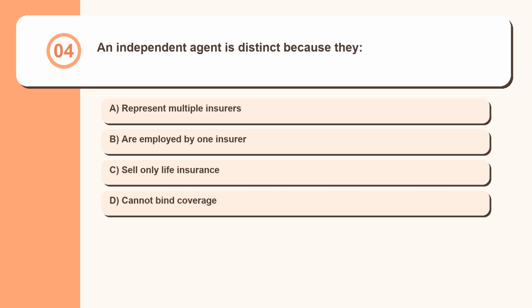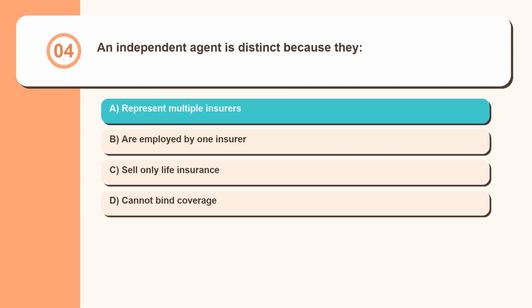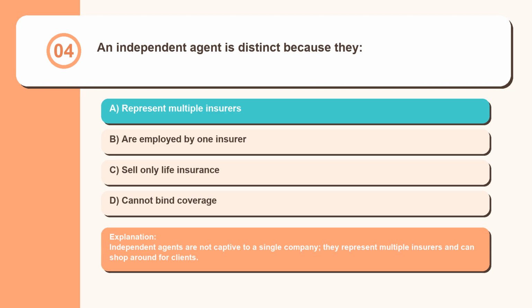Question 4. An independent agent is distinct because they represent multiple insurers, are employed by one insurer, sell only life insurance, cannot bind coverage. Independent agents are not captive to a single company, they represent multiple insurers and can shop around for clients.